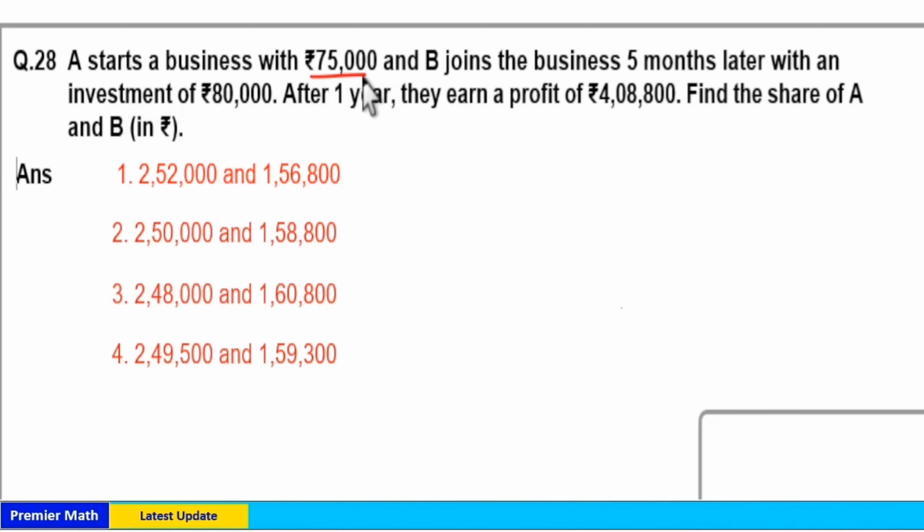A starts a business with 75,000 and B joins the business 5 months later with an investment of rupees 80,000.